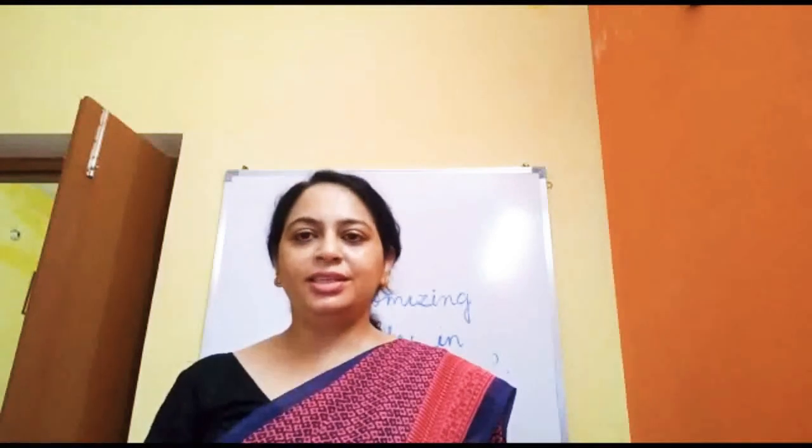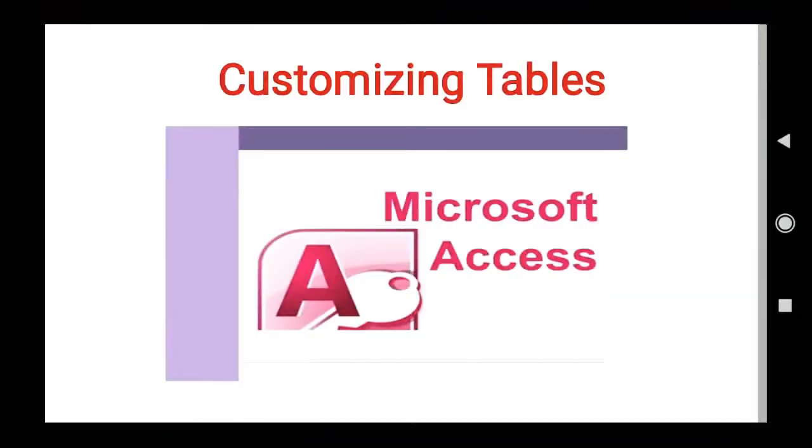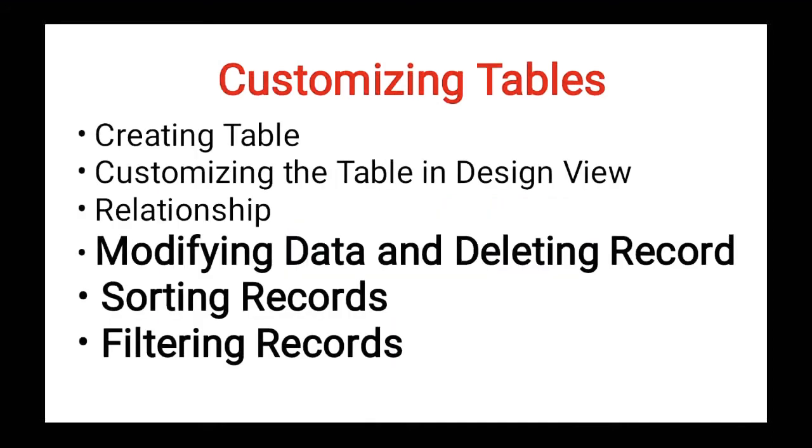So for more details, please look at the slides. We have already learned about creating a table, customizing the table in design view, and relationships. In this third part of customizing tables in MS Access, we are going to learn about modifying data and deleting records, sorting the records and filtering the records.